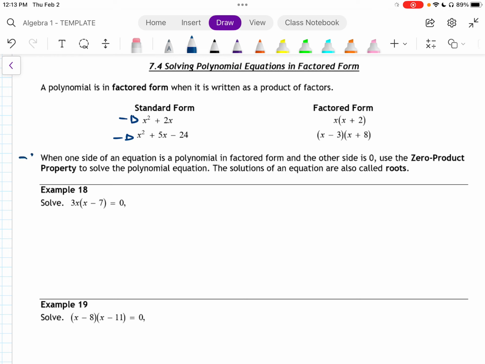Let's look right here. When one side of an equation, right, so far we've just been working with expressions, right? An expression doesn't have an equal sign. Now we have an equal sign. When one side of an equation is a polynomial in factored form and the other side is 0, we're going to use the zero product property to solve the polynomial equations. The solutions for an equation are also called roots. Okay, so that's kind of a synonym there.